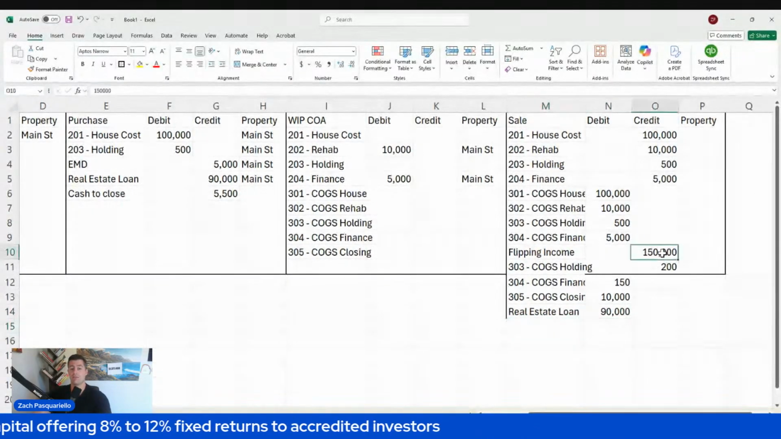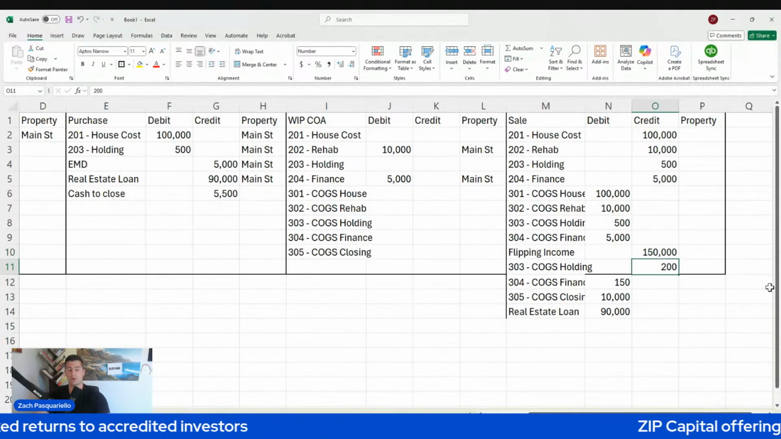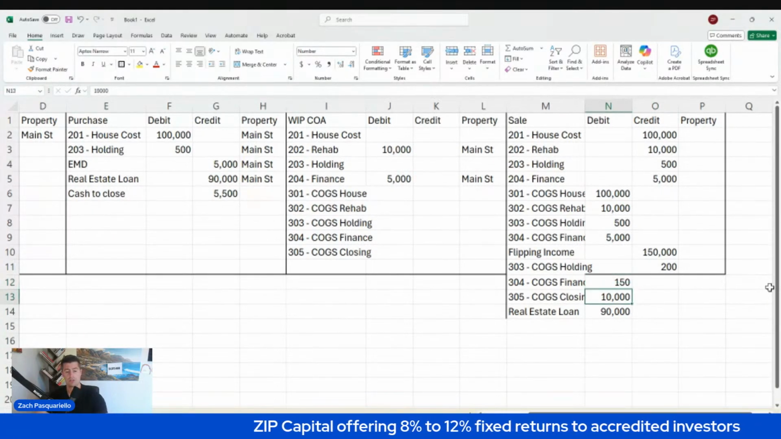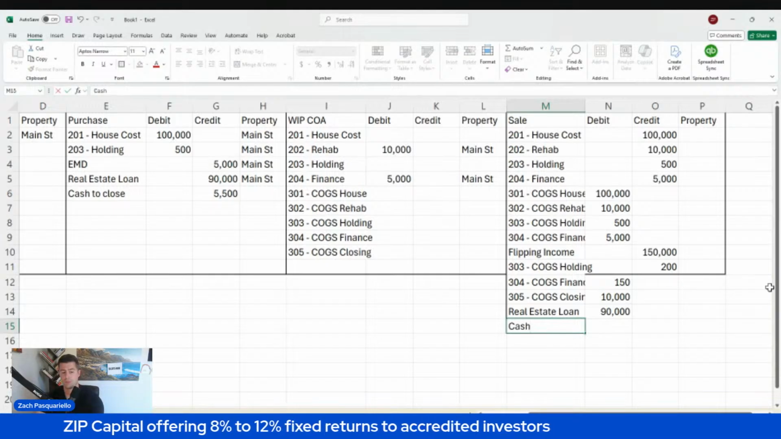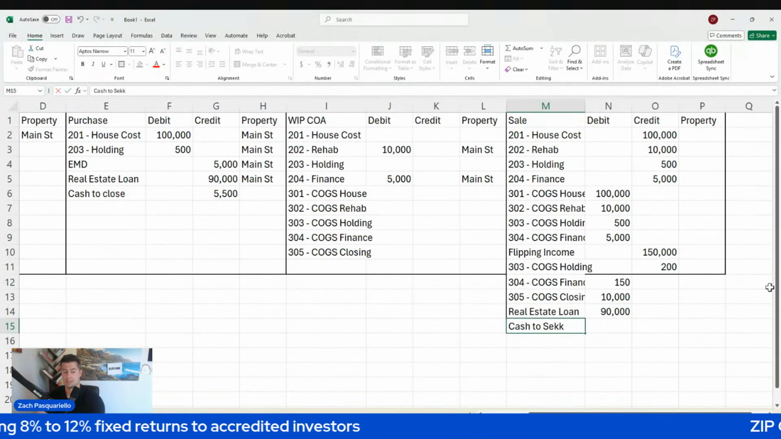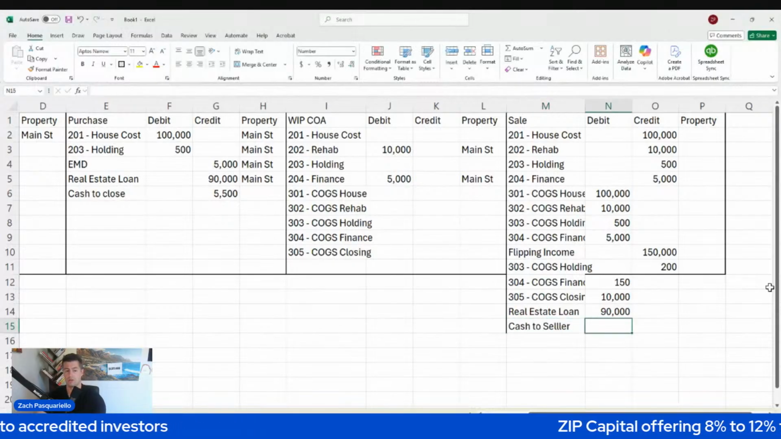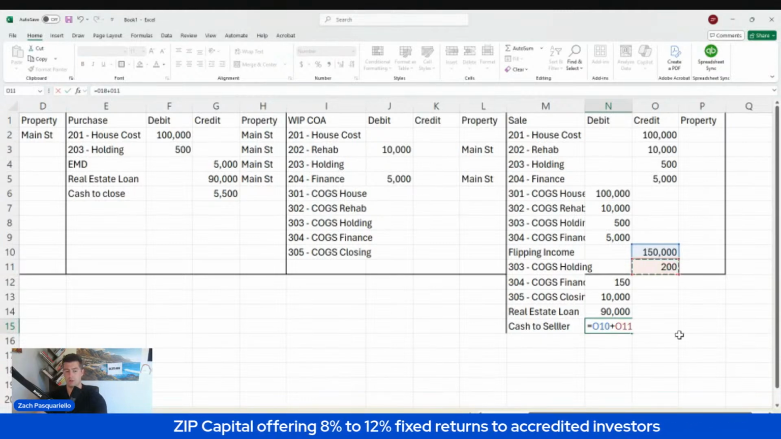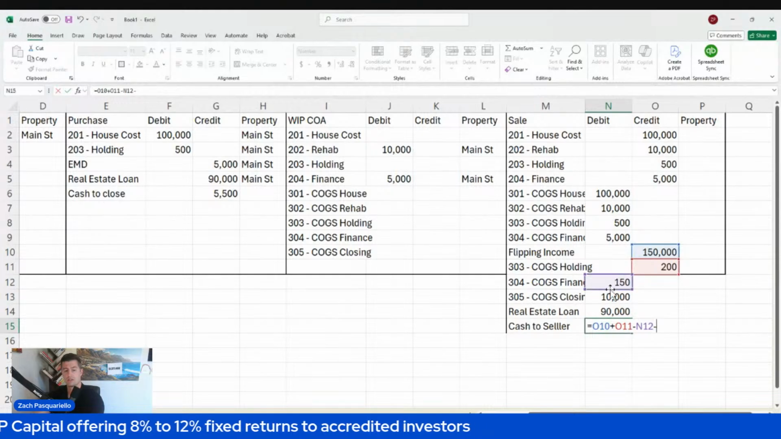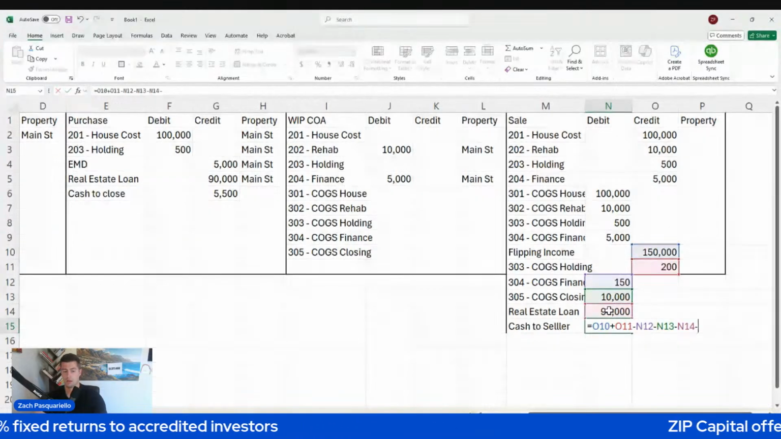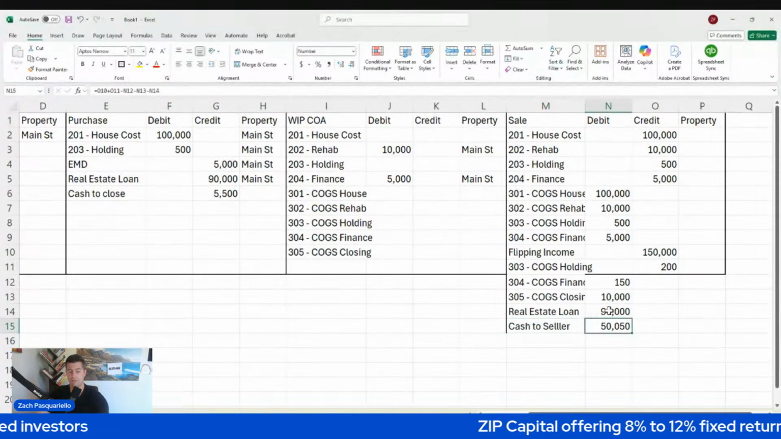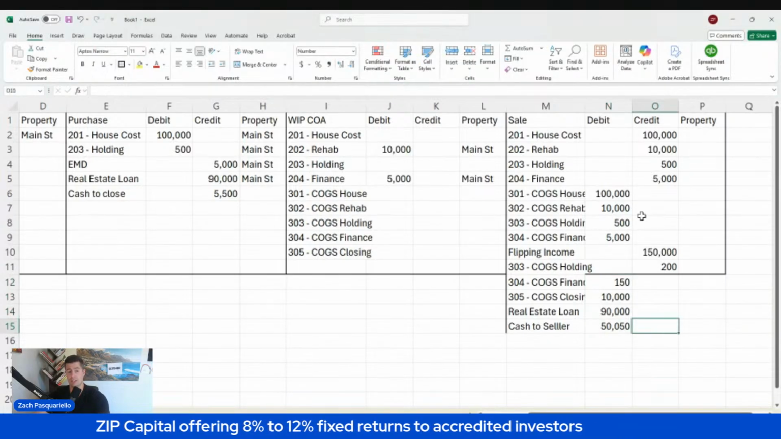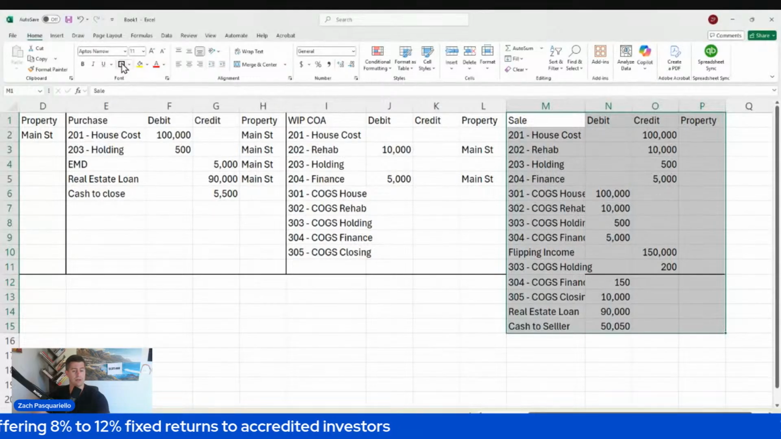Okay, so now we have the flip income, $150,000, reimbursed for property taxes paid, $200, additional interest paid, $150, closing cost, $10,000. Now, hopefully, cash to seller. Let's see if I did my numbers right. Let's see. So we're going to take 150 plus $200, and we're just going to subtract out all of the closing costs and paying off the loan. And let's see. So cash to seller, $50,050. And then this will be how much money the seller receives in their bank account. So that's what it should look like.